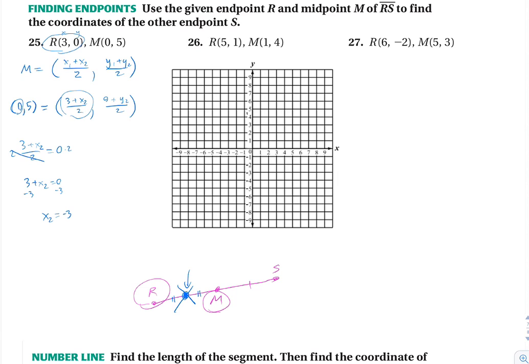And then over here, 0 plus y2 over 2 is equal to 5. Now I don't need the 0 plus. It's really y2 over 2 is equal to 5. So multiplying by 2, I get y sub 2 is equal to 10. So my point was negative 3 comma 10. And if I want to check, I could just say, what's the midpoint between this and my original R? Is it the midpoint that I want?